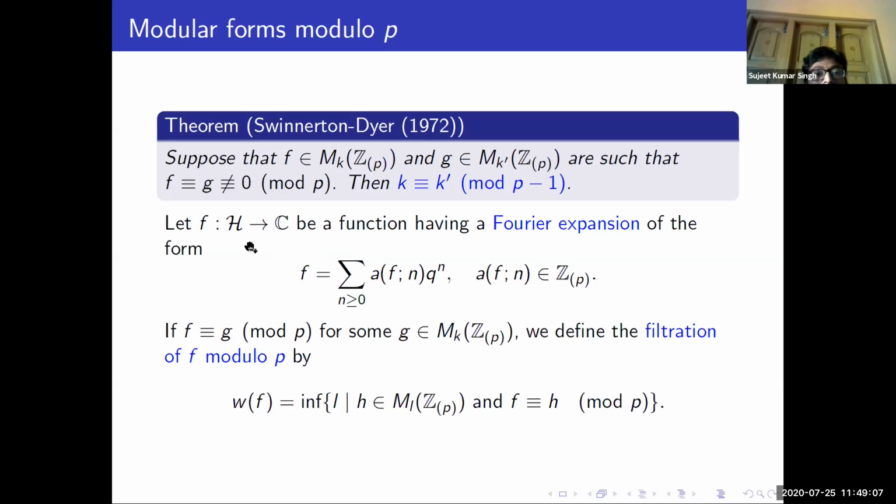Suppose f is any function which has a Fourier expansion of this form with Fourier coefficients in Z_(p), and f is congruent to some modular form of weight k. Then we define the filtration of f to be the infimum of weights of all the modular forms which are congruent to f mod p.